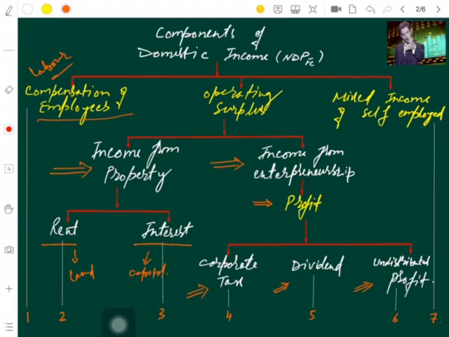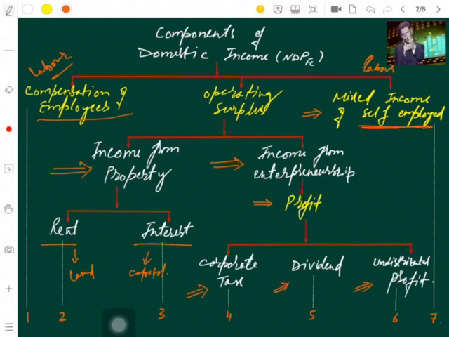Then the last category we are talking about is the mixed income of self-employed. The hawkers, the small shopkeepers, the dealers, the roadside vendors, these incomes are termed as mixed income of self-employed people. And it will also cover, in one way or the other, the labor part, because that is also not anybody's property. So this is how we break down the domestic income into different parts.